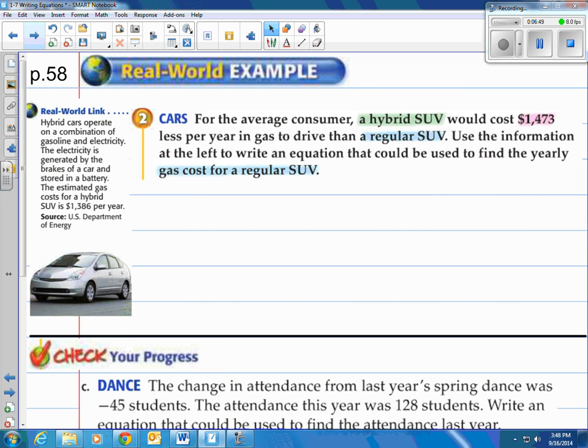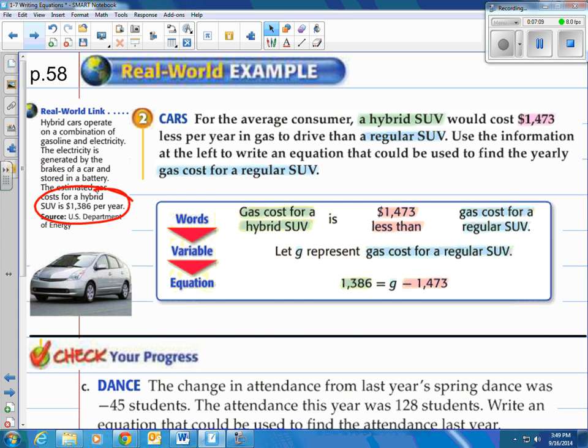And if you look over on the left, it says hybrid cars operate on a combination of gasoline and electricity. The electricity is generated by the brakes of a car and stored in a battery. The estimated gas cost for a hybrid SUV is $1,386 per year. And that's the information you're going to want to have. And notice how they've actually completed this for you.